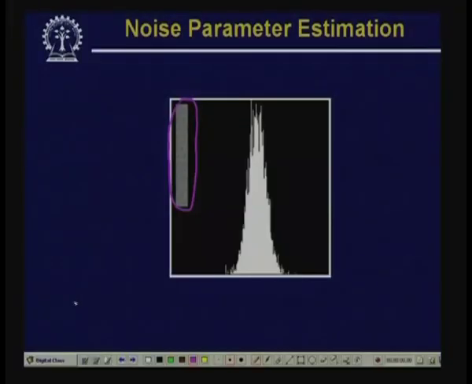So, once I have this probability density function, from this I can compute the variance sigma eta square, and I can also compute the mean, that is m eta. And in most cases, the noise is assumed to be 0 mean, so this m eta is equal to 0. So, what is important for us is only this sigma eta square, and using this sigma eta square we can go for optimum reconstruction of the degraded image.